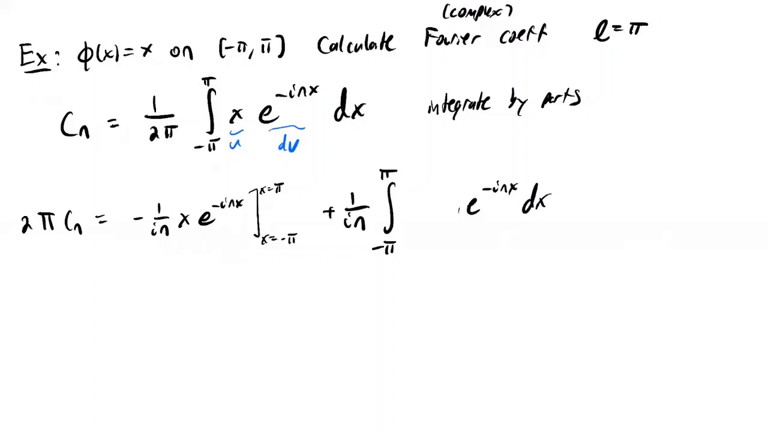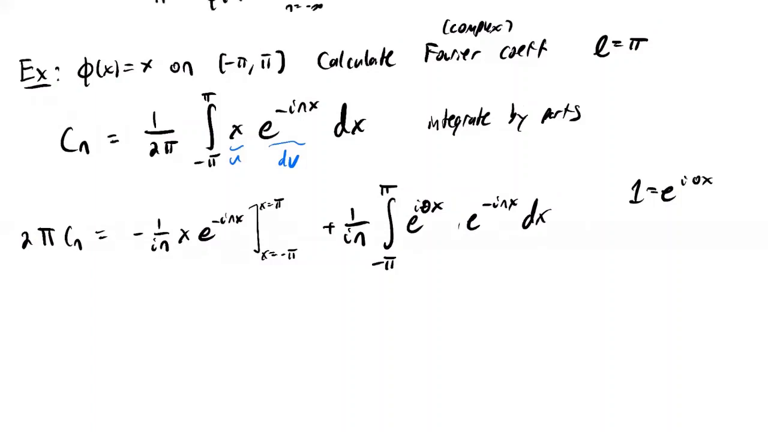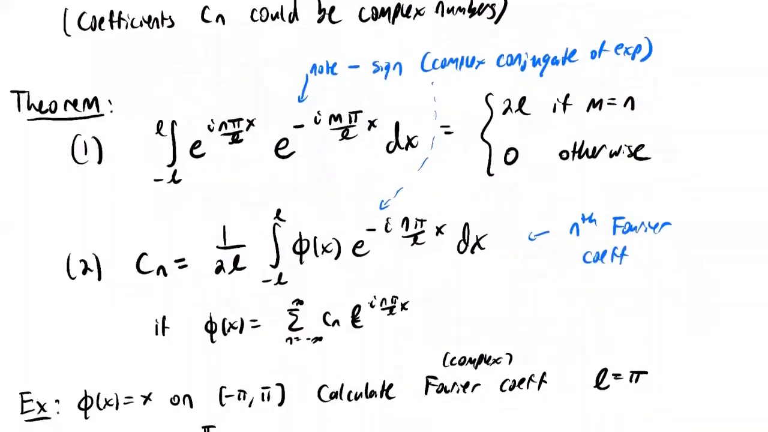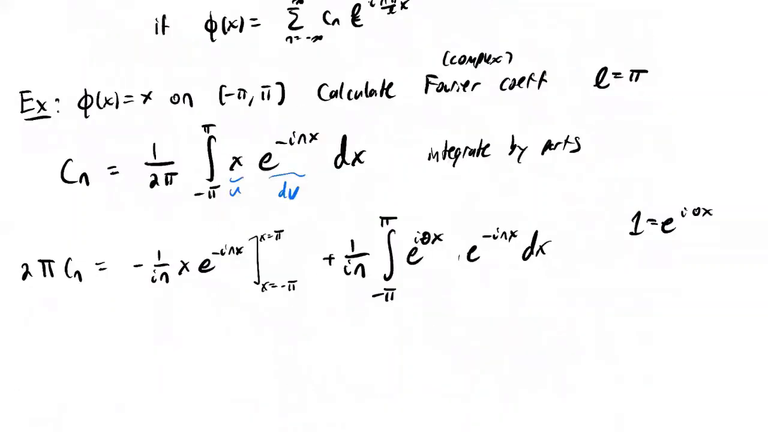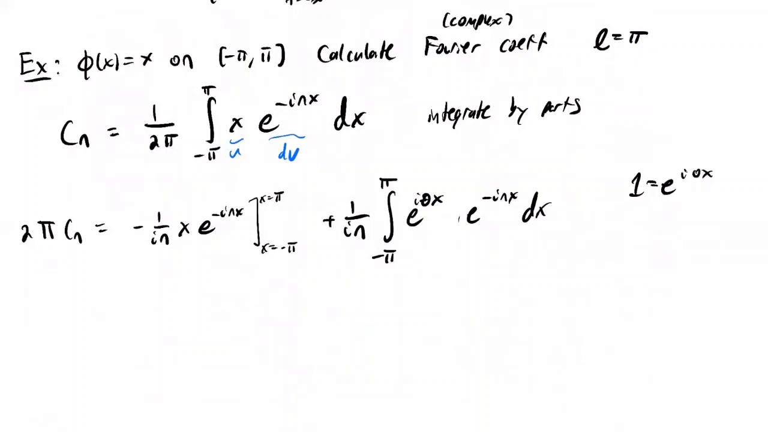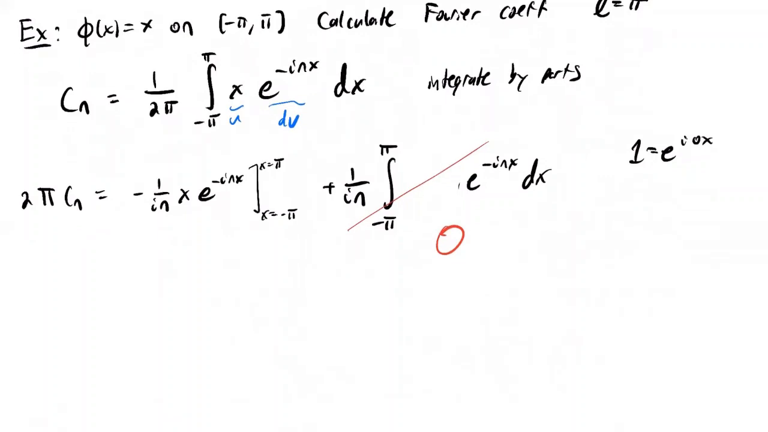But here, I can write this 1 as e to the i0x, because e to the 0 is 1. So this is actually a special case of our orthogonality result. If we go back to bullet point 1, this is true for n equals 0 too. So this means that this integral is just going to vanish. Similarly, you can just calculate the integral and see that it's 0. So this is actually just 0. And so all we're left with is the boundary terms from integrating by parts.